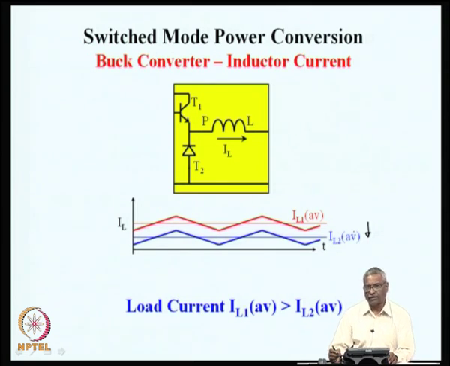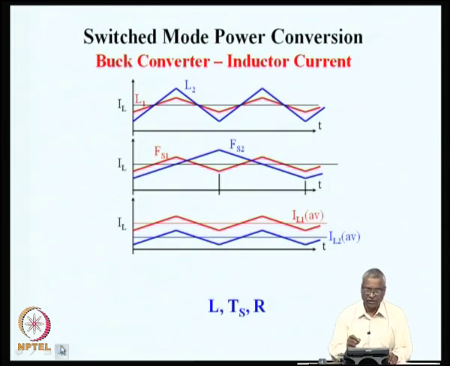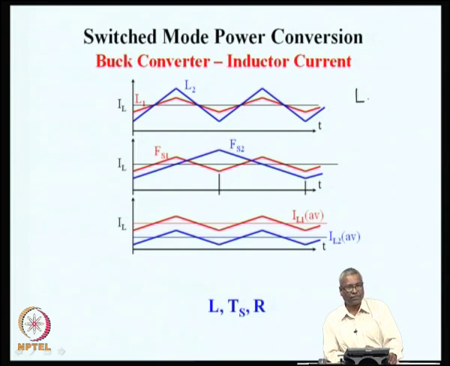So, we find that there are three possible directions in which the ripple current is affected, and these three can be summarized as change in L. If inductance becomes smaller, the ripple current increases. If the inductance is higher, ripple current will decrease.